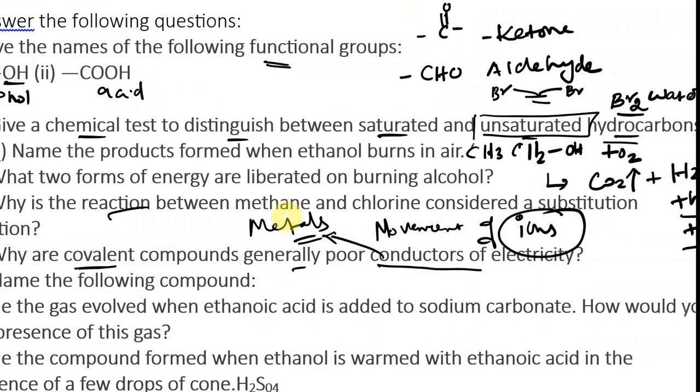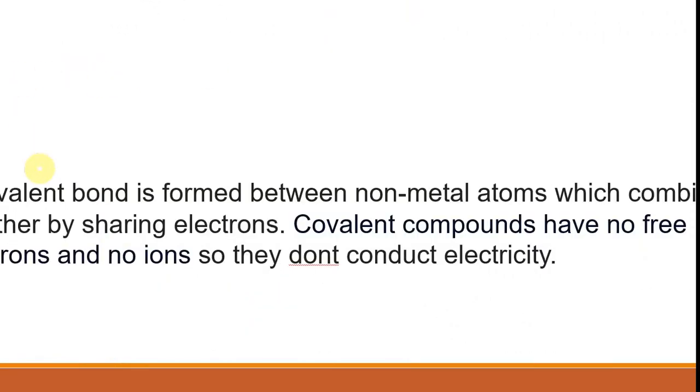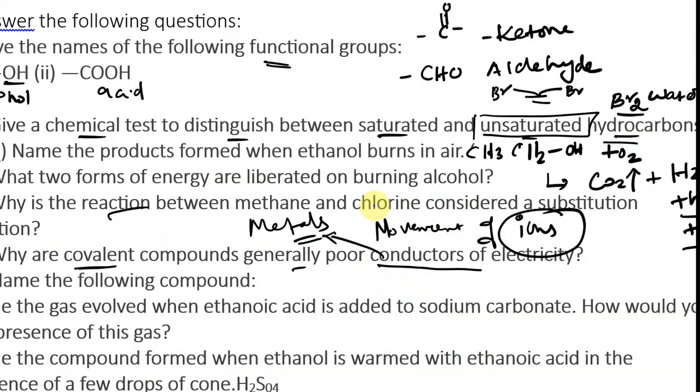Let us check the answer. A covalent bond is formed between non-metal atoms which combine together by sharing of electrons. This is the most important point, that is, sharing of electrons. And covalent compounds have no free electrons or ions, so they do not conduct electricity. Is it clear? Next one.